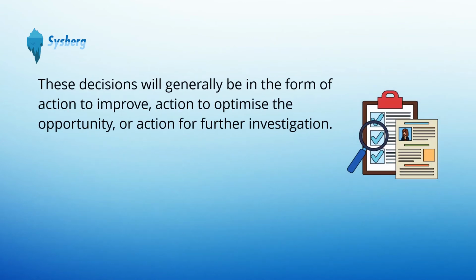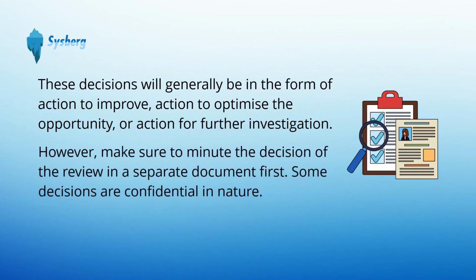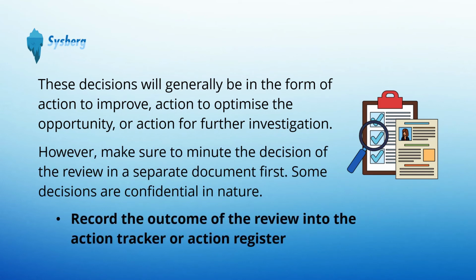These decisions will generally be in the form of action to improve, action to optimize the opportunity, or action for further investigation. However, make sure to minute the decision of the review in a separate document first. Some decisions are confidential in nature. So, subject to the confidentiality and the nature of action items, use the Action Tracker or Action Register to record the items required to be improved, optimized, or investigated so that they can be followed up further.